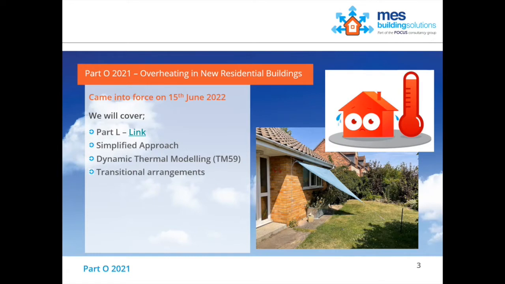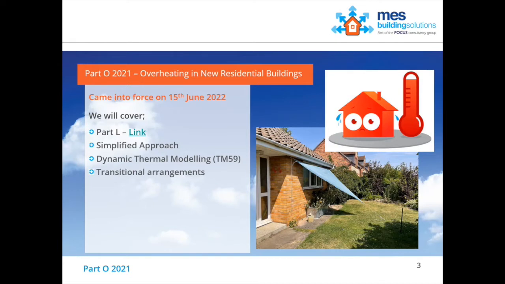And we'll have a look at what's involved in it. So there's what's actually in Part O, the simplified approach to compliance, the non-simplified approach, which is full dynamic thermal modelling, and then what the transition arrangements are at the end.